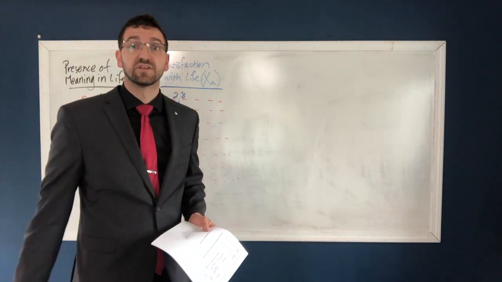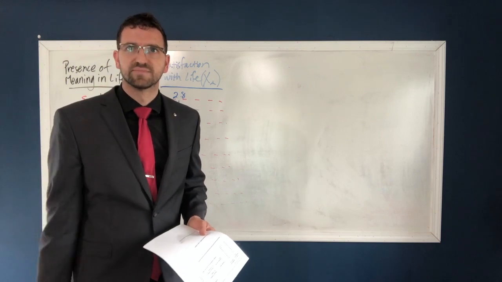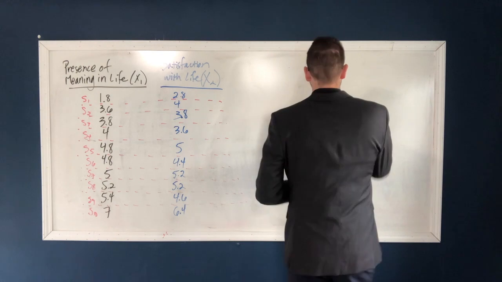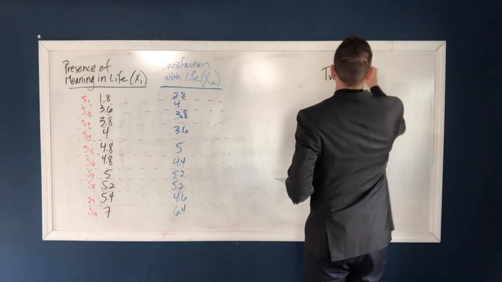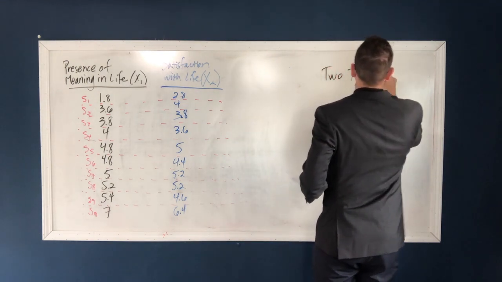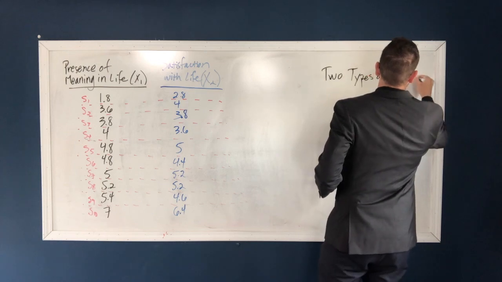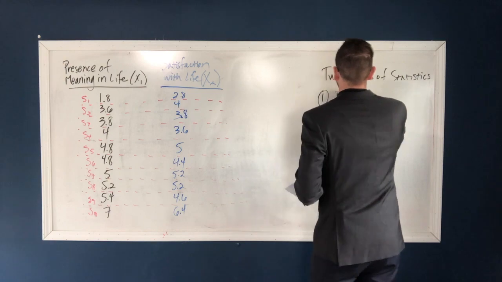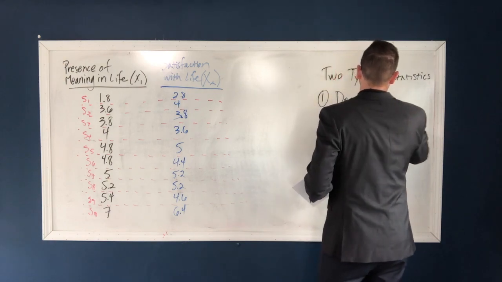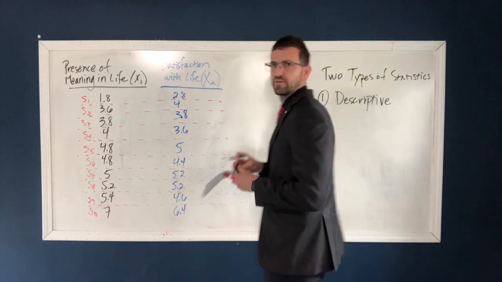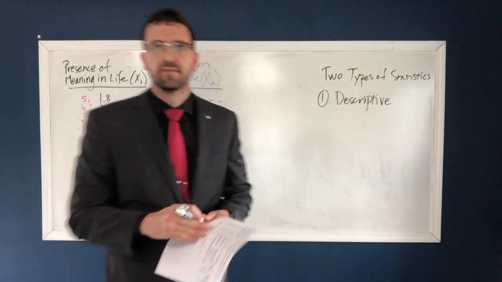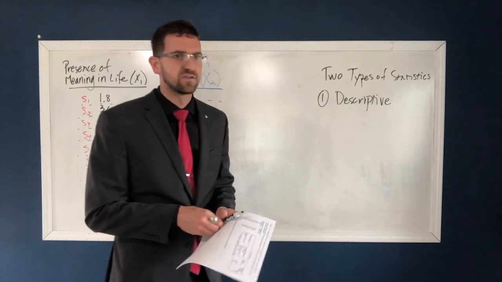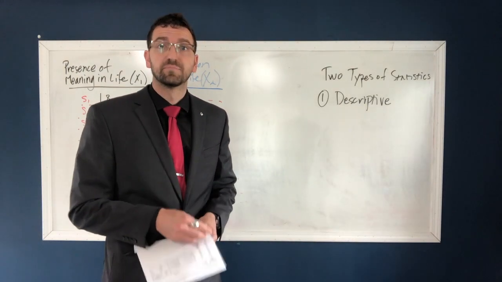And I have a question for you. What are the two types of statistics? So we know the first type of statistics can be called descriptive statistics. And we can break descriptive statistics down into a couple pieces.